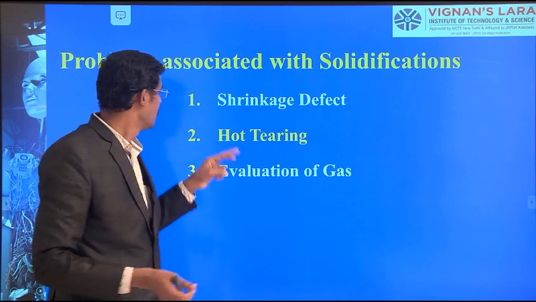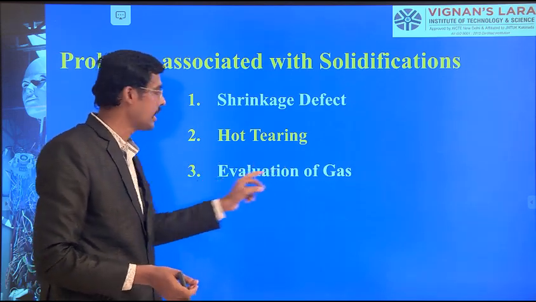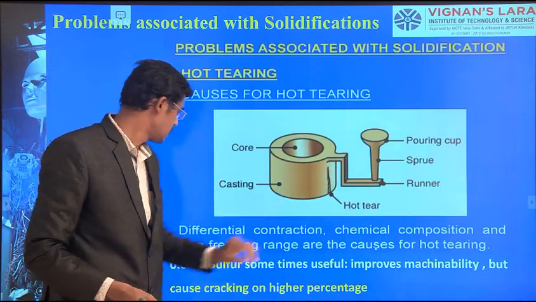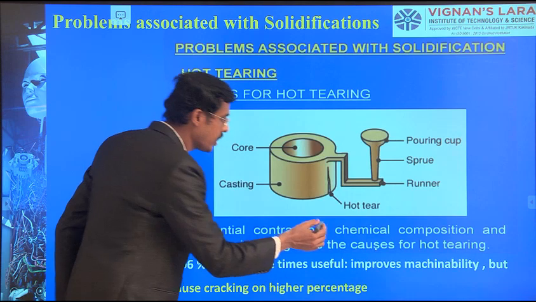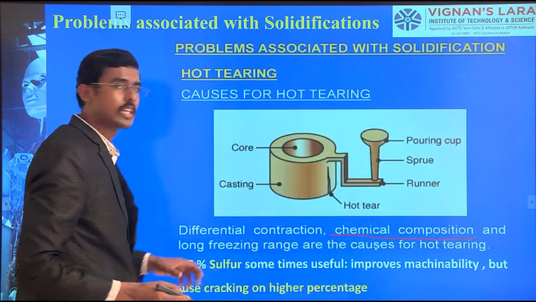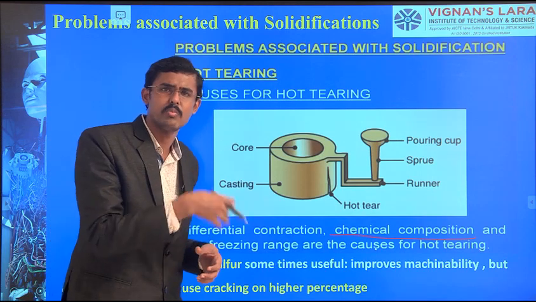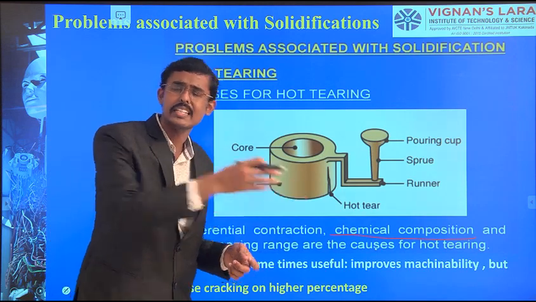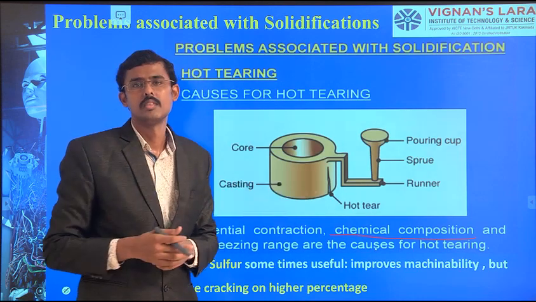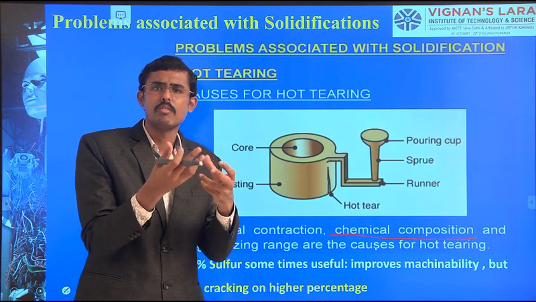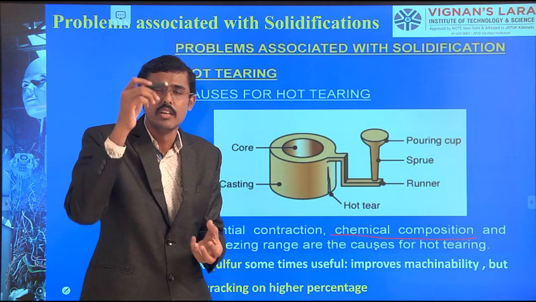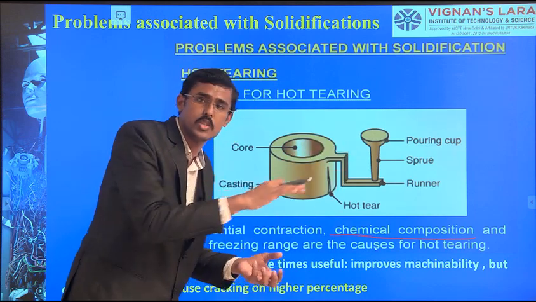Another two are there. We are talking about hot tearing and the evolution of gases. Next one, hot tearing. See, this is how it is. The differential contraction and chemical composition may matter. Maybe sulfur and phosphorus we are adding for easier path finding, maintenance of the molten metal. The property of sulfur maintains the molten metal in such a way that it reaches all the cavities, all the positions of the box.